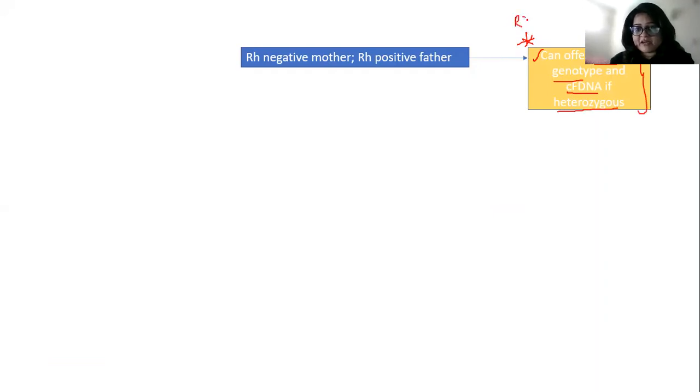If the mother is Rh negative, that means she doesn't have the D antigen. Suppose her husband or partner is Rh positive, then he can either be heterozygous or homozygous for it. That is, he has the D antigen on one or both chromosomes, which would make him heterozygous or homozygous. Either way, he is Rh positive.